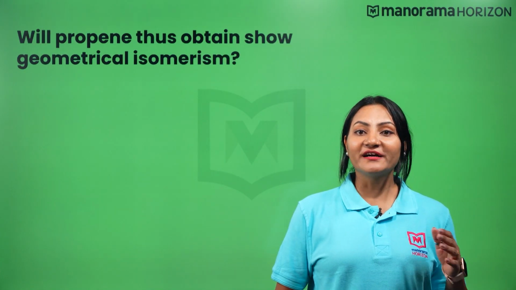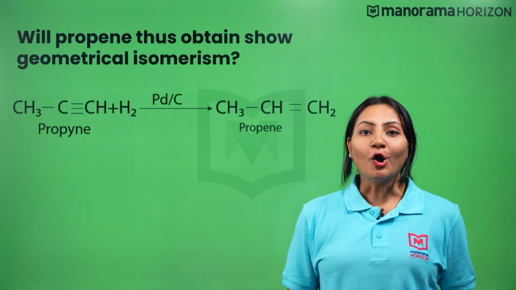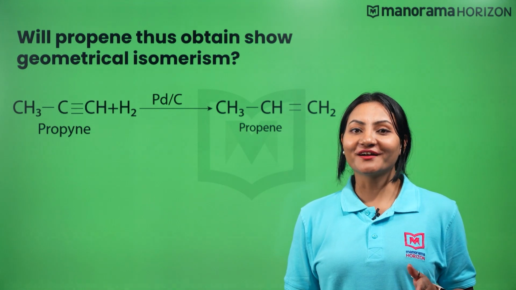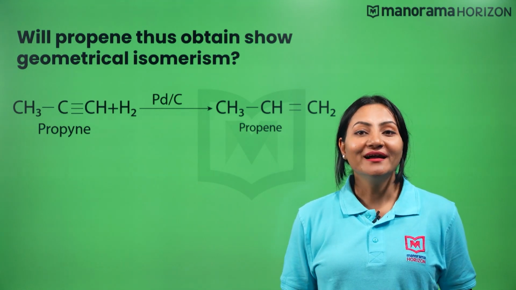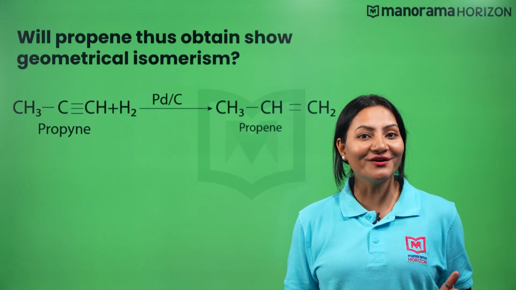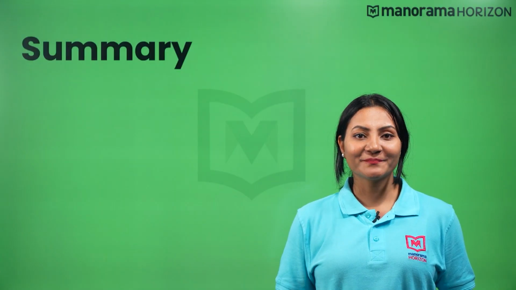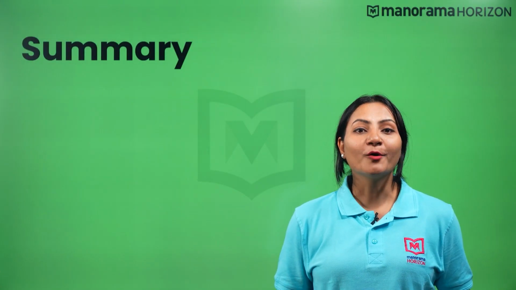Now, we have come to an end of this session. Can you tell whether propene obtained from partial reduction of alkyne using Lindlar's catalyst will show geometrical isomerism or not? Well, think of the reason in support of your answer. Now, let's summarize what we have learned.